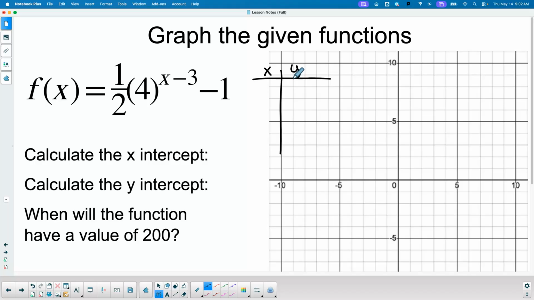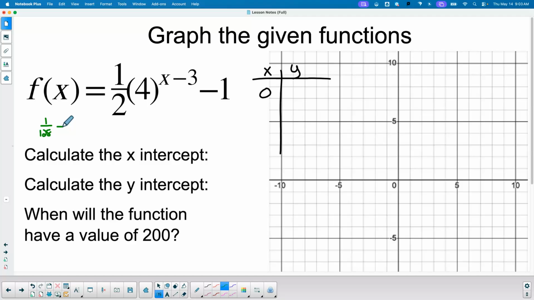A y-intercept is actually pretty easy to figure out, right? How do I find a y-intercept? Plug in 0 for x. Y-intercept is where x is 0. So if I plug in 0 into my function, 0 minus 3 is negative 3. 4 to the negative 3 power is 1/64. 1/64 times 1/2 is 1 over 128. So now I'm sitting at 1 over 128 minus 1.